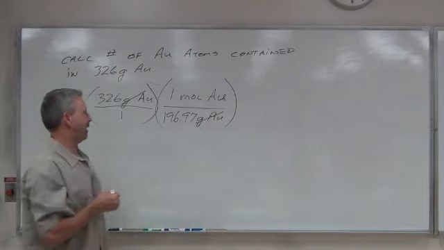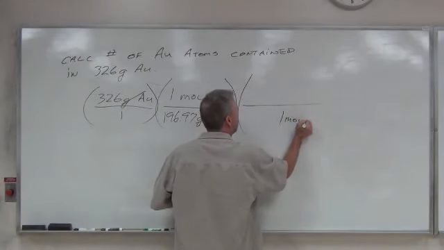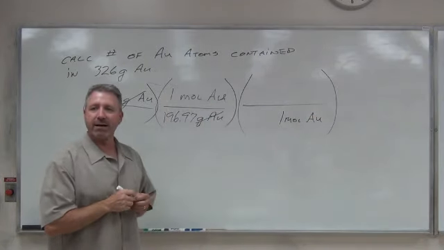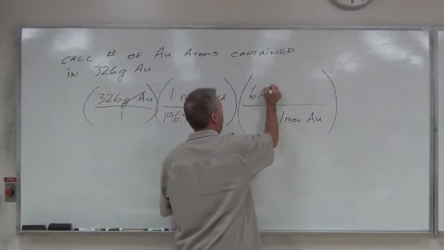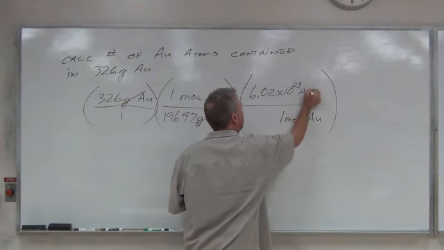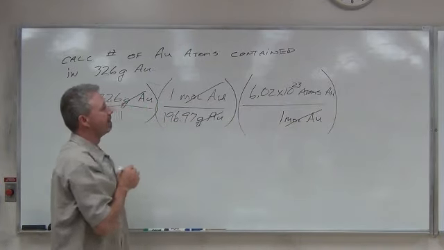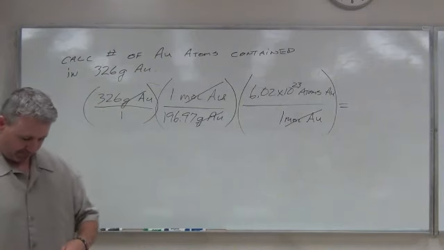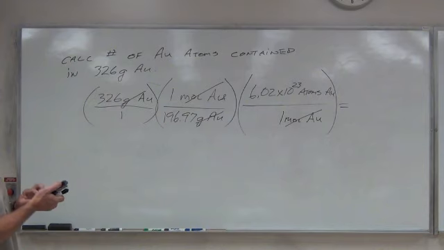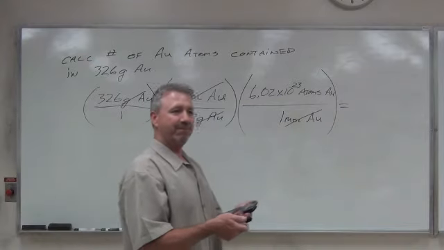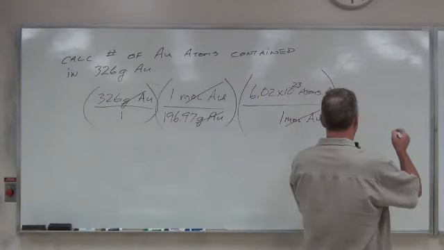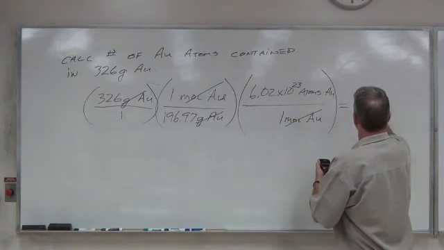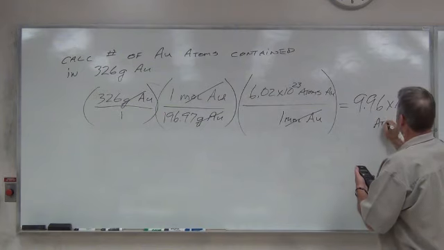Can you see where I'm going? One mole of gold, what is that? Now you can say Avogadro's, right? 6.02 times 10 to the 23rd atoms of gold. Moles cancel out. All I have to do is a little math. What is it? 9.96 times 10 to the 23rd. Yep, that's what I got. How many significant digits? 3, right? 9.96 times 10 to the 23rd atoms of gold.